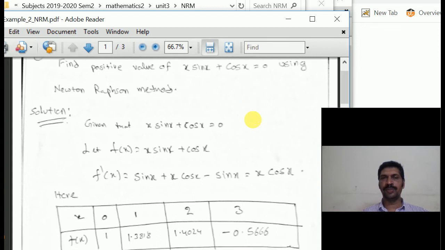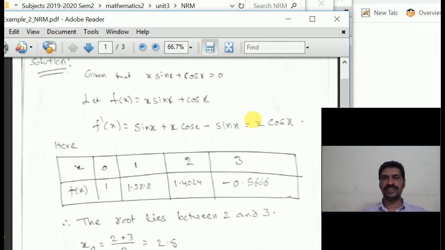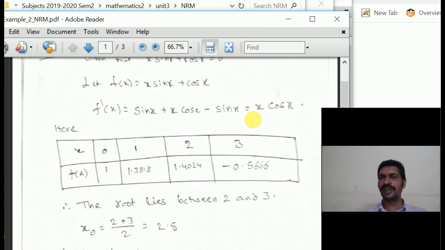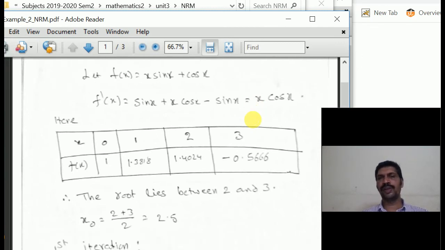Now we will compute the values. At x equal to 0, f of x equal to 1. At x equal to 1, it is a positive value. At x equal to 2, f of x, not f dash of x, we substitute the value of x in f of x. The value of f of x is 1.4024. At x equal to 3, it is a negative value. Therefore, the root lies between 2 and 3. x naught equal to 2 plus 3 by 2, that is equal to 2.5.